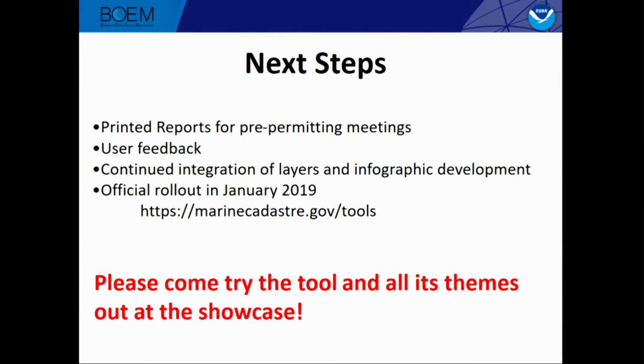So next steps: we're going to produce printed reports for pre-permitting or pre-application meetings. These are meetings that occur with multiple federal agencies before an application is even put in for aquaculture. User feedback, we're going to constantly be looking for that throughout the year. As Christine mentioned, if you have a name, shoot it out there for us. The official rollout will be in January of 2019.